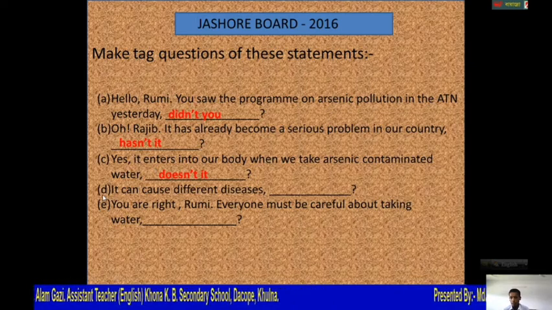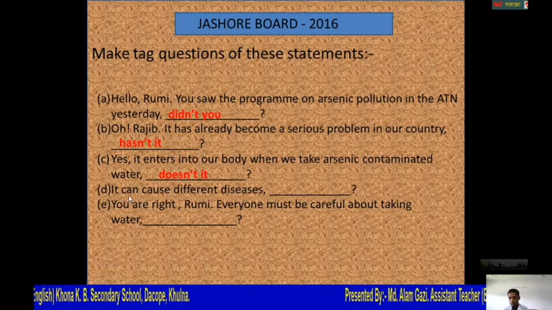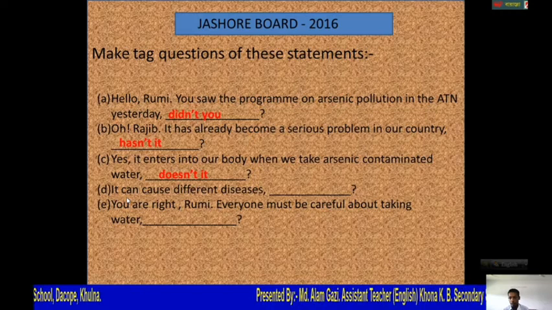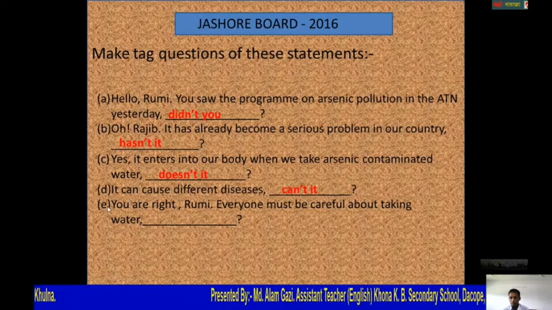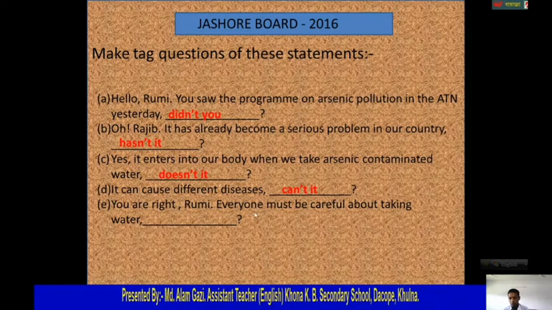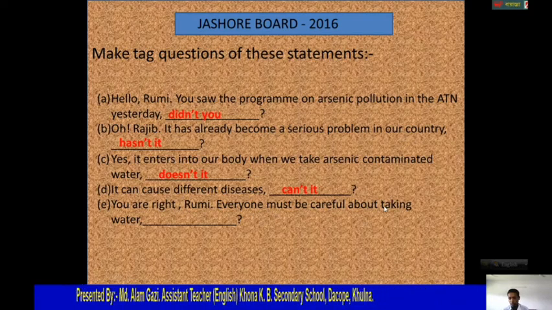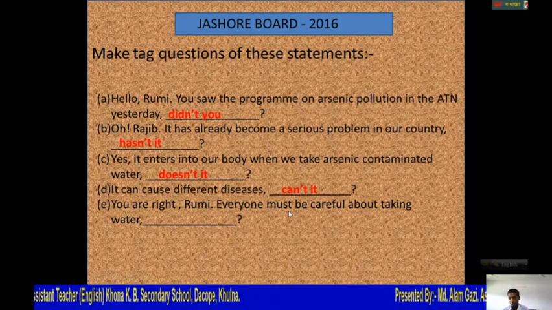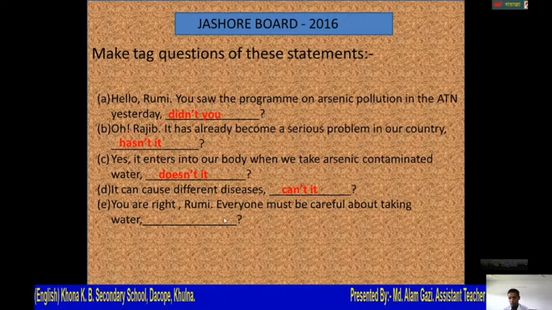Question D. It can cause different disease. In this sentence we see a modal auxiliary verb can. So tag question will be can't it. Question E. You are right, Rumi. Everyone must be careful about taking water. In this sentence, everyone is used as subject and we also see a modal auxiliary verb must. So, tag question will be mustn't they.